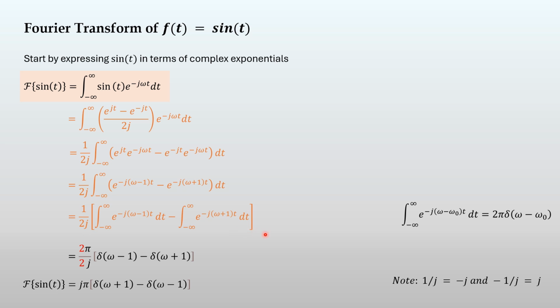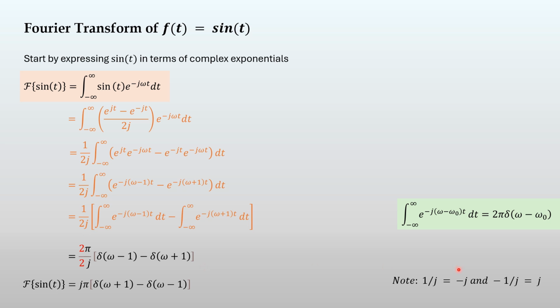The delta function expressions are substituted into the Fourier transform equation, resulting in the following formulation: 1 over 2j times the quantity 2π δ(ω minus 1) minus 2π δ(ω plus 1). Algebraic simplification is then performed on the constant factors. The coefficient 2π divided by 2j yields π over j, producing the intermediate expression π over j times the quantity δ(ω minus 1) minus δ(ω plus 1).